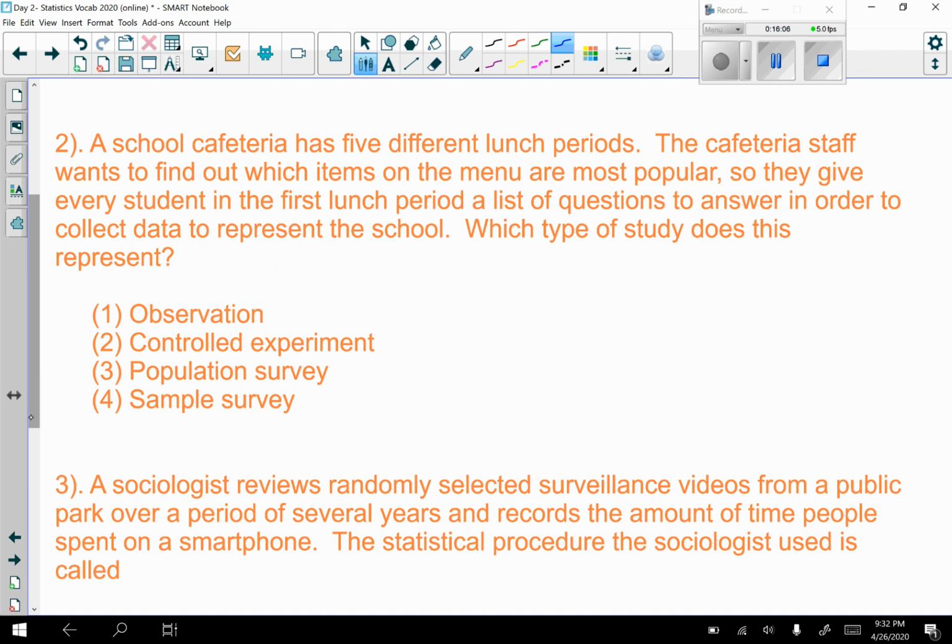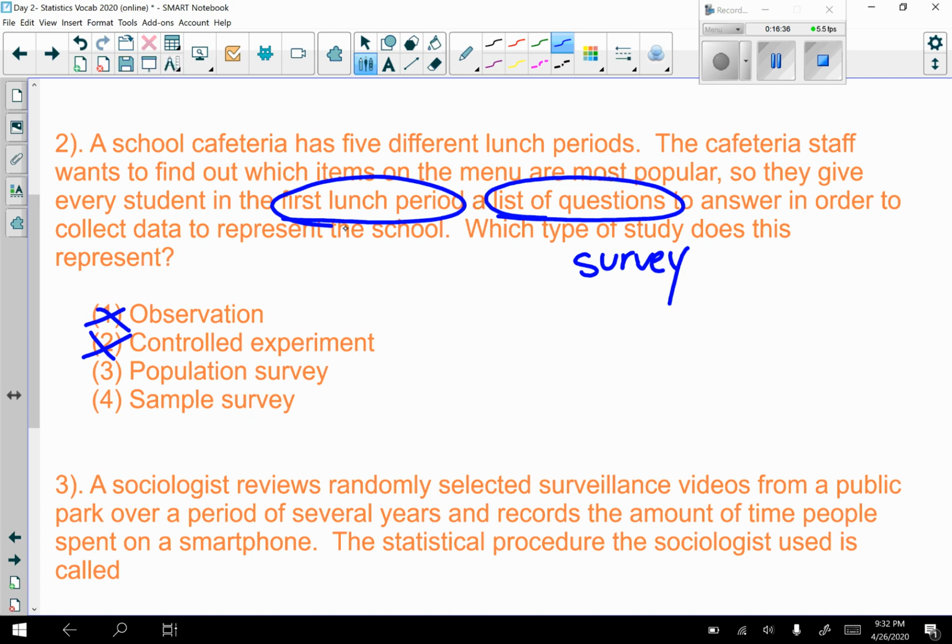Number 2, a school cafeteria has 5 different lunch periods. The cafeteria staff wants to find out which items on the menu are most popular, so they give every student in the first lunch period a list of questions to answer in order to collect data to represent the school. Which type of study does this represent? If I'm giving them a list of questions, I know it has to be some kind of survey. So I'm crossing off choices 1 and 2. I am only sampling the first lunch period, not all of them. So it is a sample, not a population. Hopefully you chose choice 4.